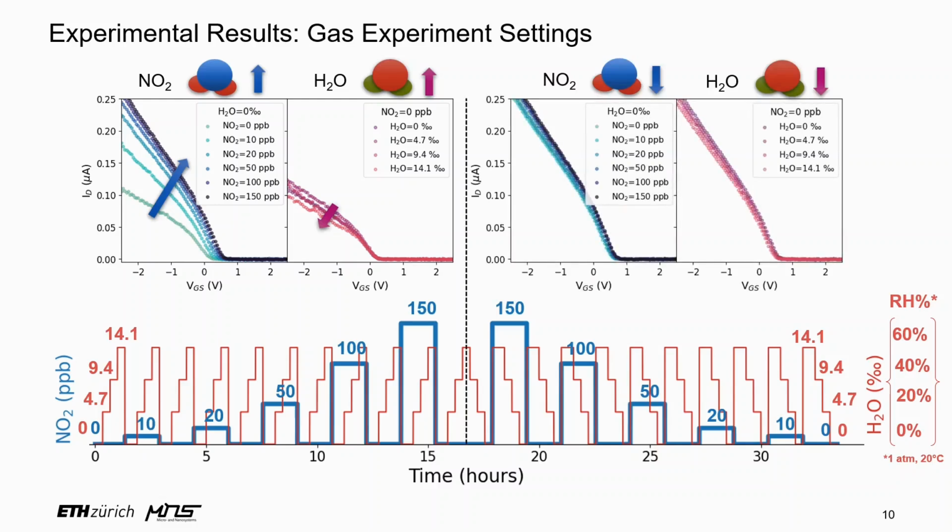In this second half of the experiment, you can see that the transfer characteristics change like this, for instance. And one thing that you can immediately notice is that the change is not so evident as before. This is because the absorption and the desorption of NO2 on the device have a different rate. So if the nitrogen dioxide absorbs really good and really fast, the desorption is much slower.